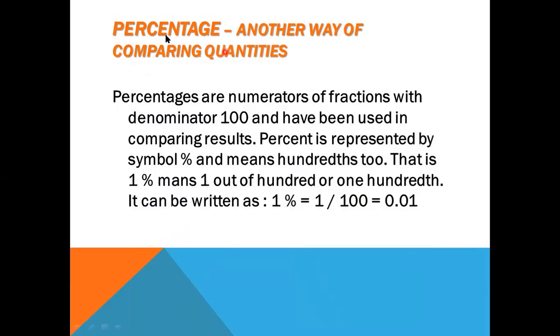Next is percentage, another way of comparing quantities. So percent means, as we know, out of 100. See here, percentages are numerators of fractions with the denominator 100 and have been used in comparing results. Percent is represented by the symbol %, and means hundredths. So 1% means 1 out of 100. It can be written as 1% equals 1 by 100, that is 0.01. Already we have learned this in previous classes also.